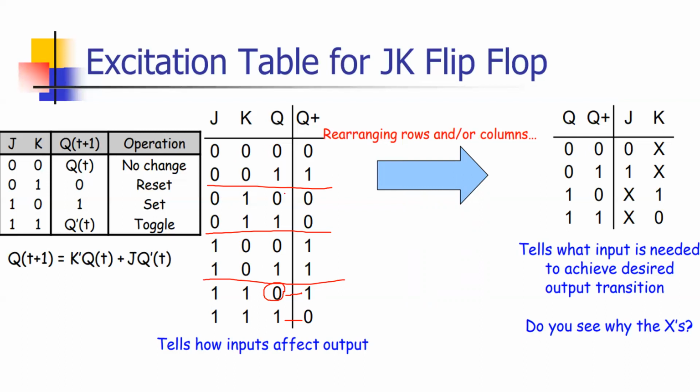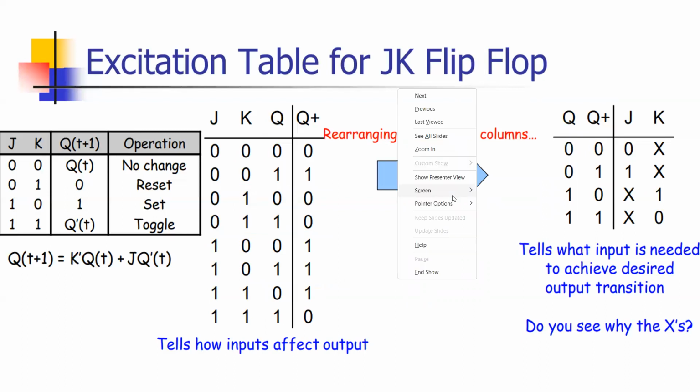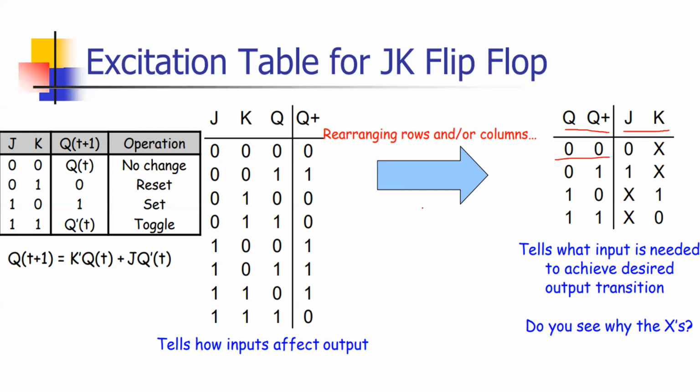Now using this transition table, we will find out the excitation table. As I already told you, in the excitation table, we are considering the value of the previous state and current state and finding out the value of J and K. First, when the value of Q is 0 and Q plus, that is the next state, is 0, means this first row. So here it is 0 and here it is 0.